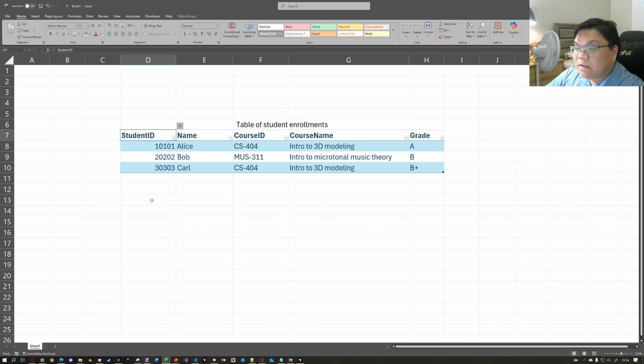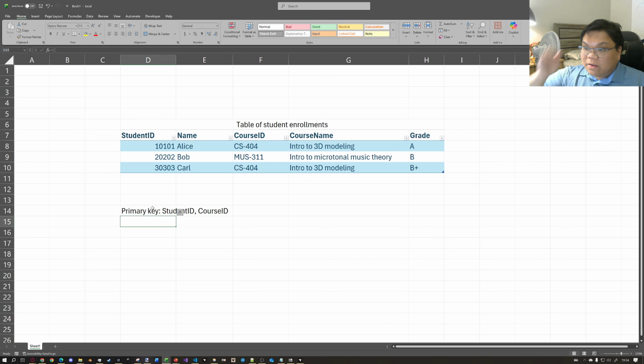So, primary key: student ID and course ID. Both attributes form the primary key because on their own, student ID and course ID is not enough information to uniquely identify each row in the table.